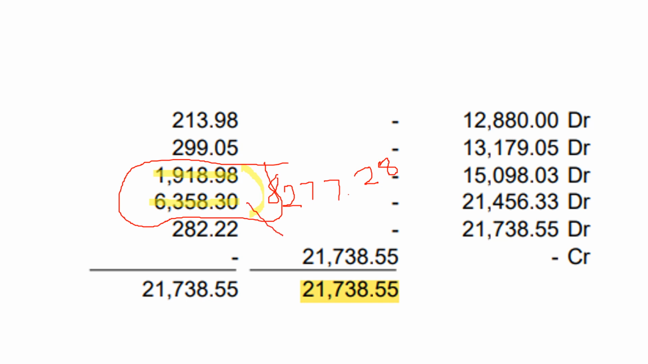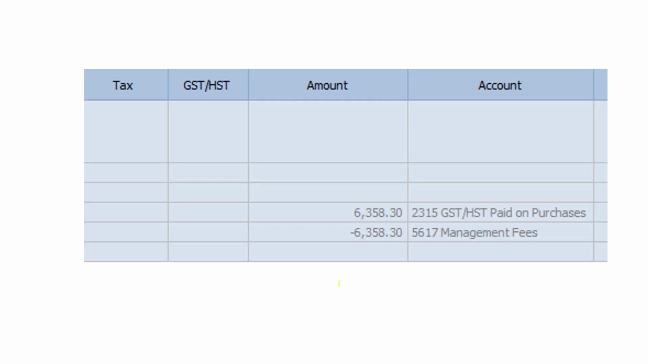So let us double click on this number first, and it will take us to the transaction itself when it was recorded. As we can see, these two transactions were entered through the purchase invoice, recorded as amounts and accounts, and they were not recorded through the tax columns. And this explains the difference between the two reports.